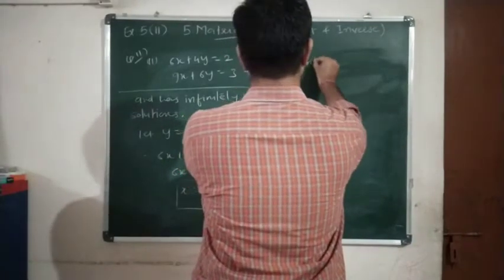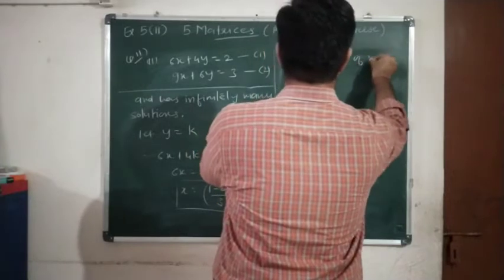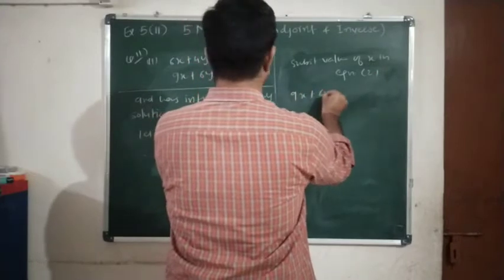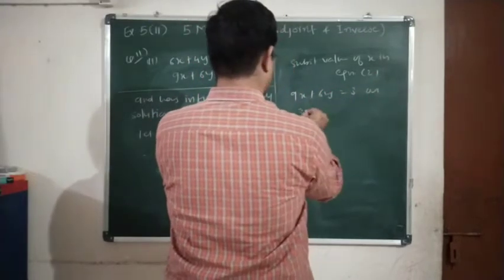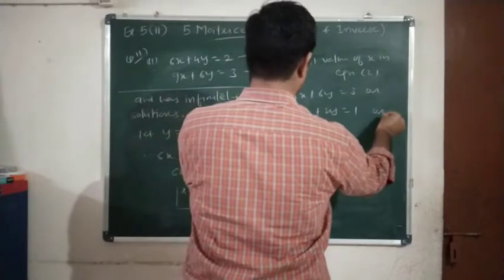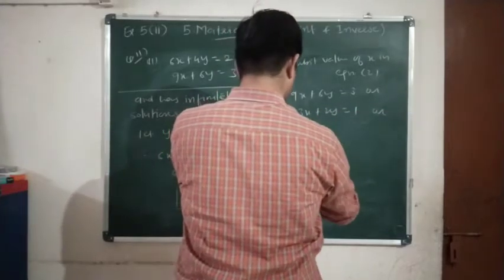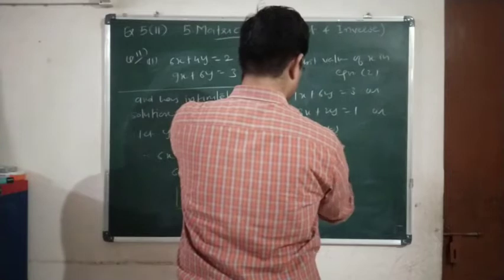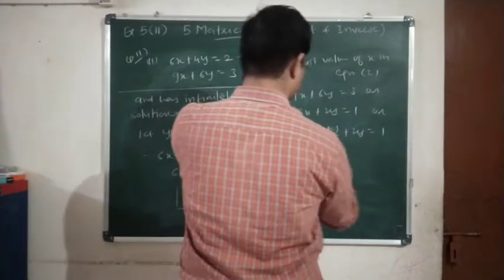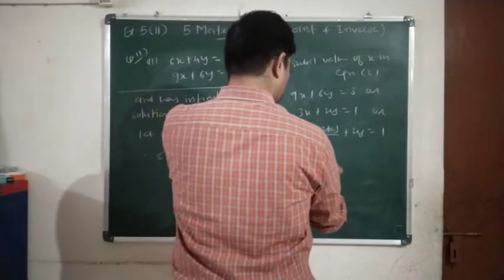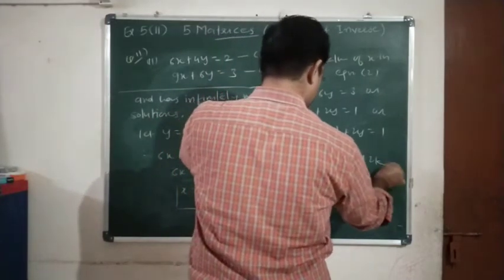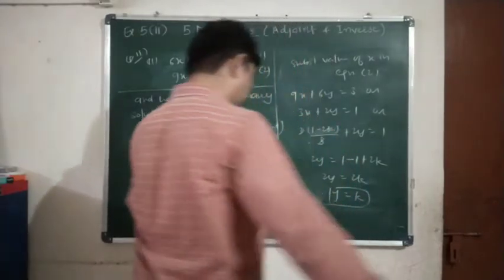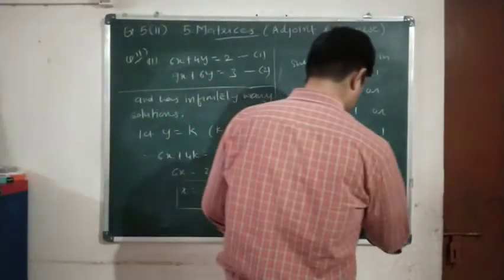Now substituting value of x in equation 2, we have 9x plus 6y is equal to 3, or 3x plus 2y is equal to 1, or 3 into value of x, (1 minus 2k) upon 3, plus 2y is equal to 1. Therefore 2y is equal to 1 minus 1 plus 2k. 2y is equal to 2k, and therefore y will be equal to k. So value of y we got to be k.